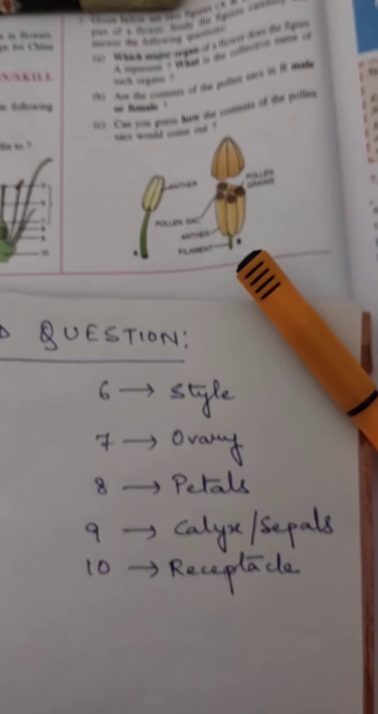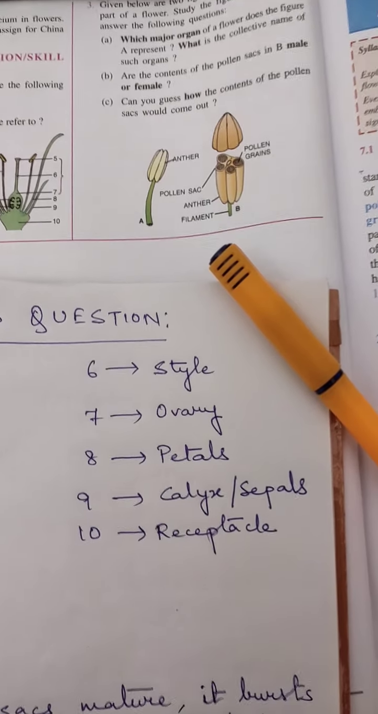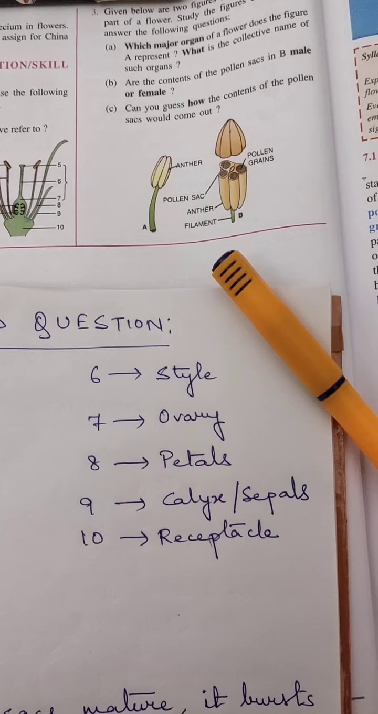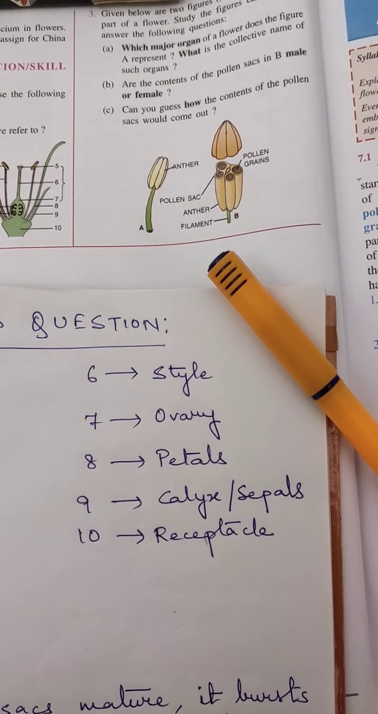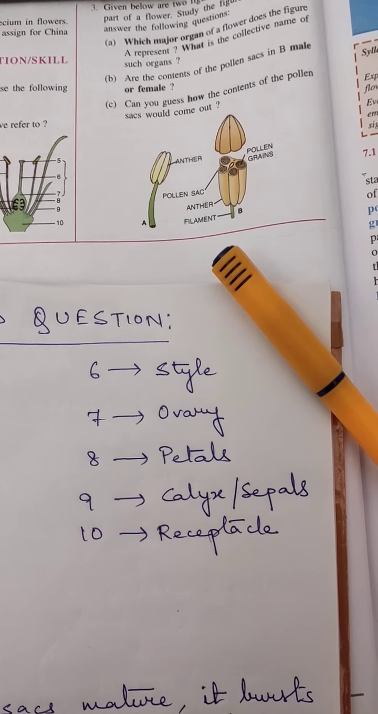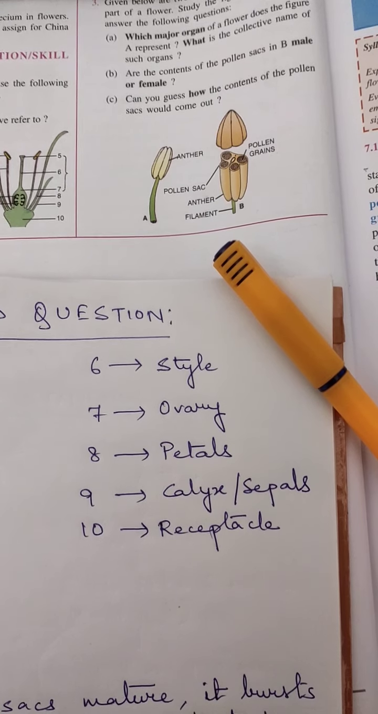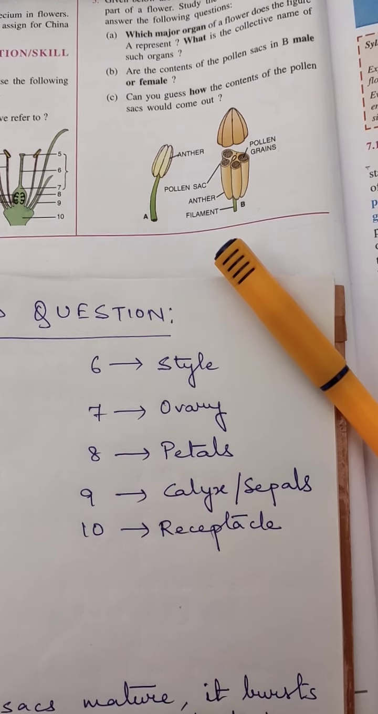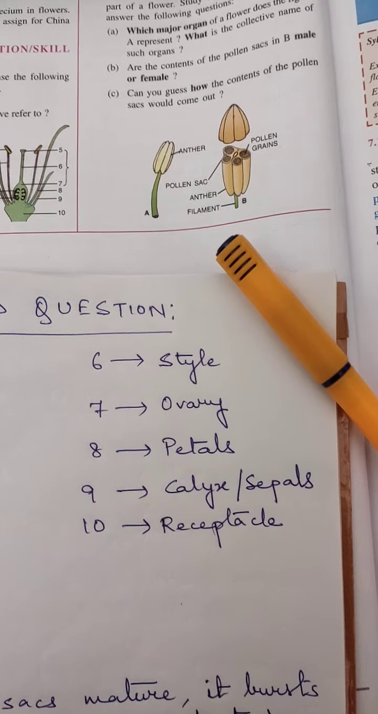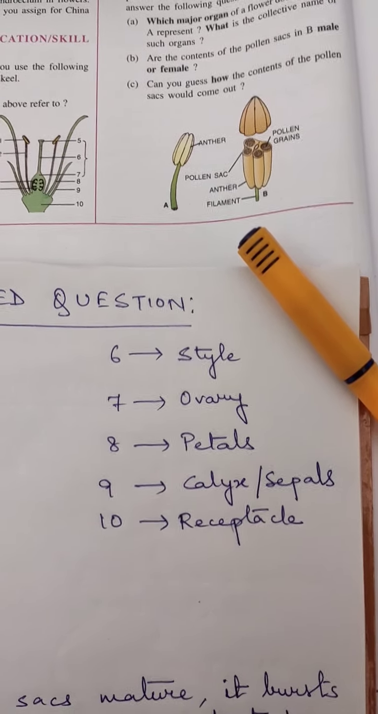Now next question is this one. They have given here a diagram and they have asked which major organ of a flower does the figure A represent and what is the collective name of such organs. Number B, are the contents of the pollen sacs in B male or female? And number C, can you guess how the contents of the pollen sacs would come out? I hope this question is also there in your book at the back of the chapter.